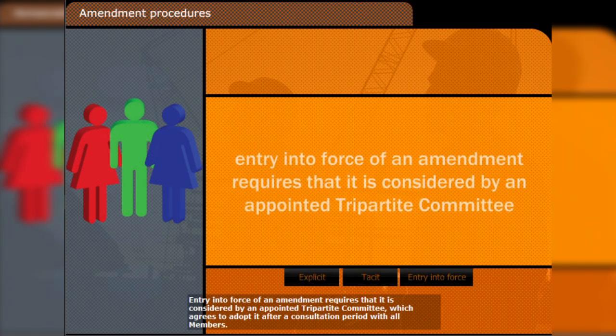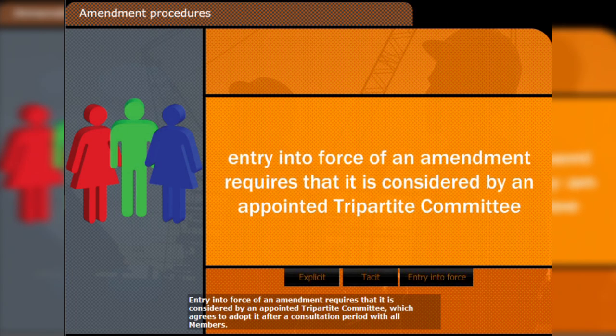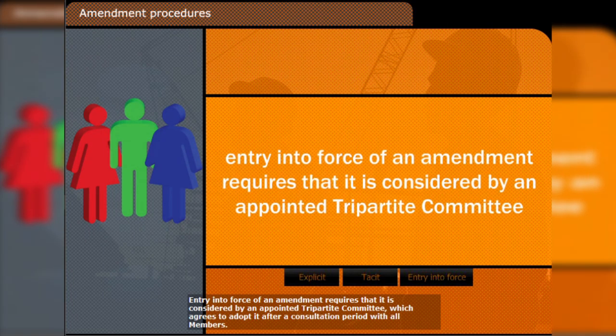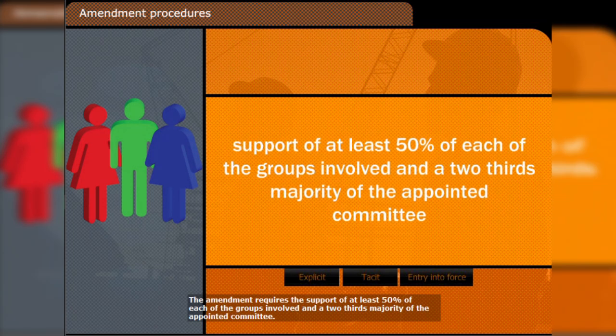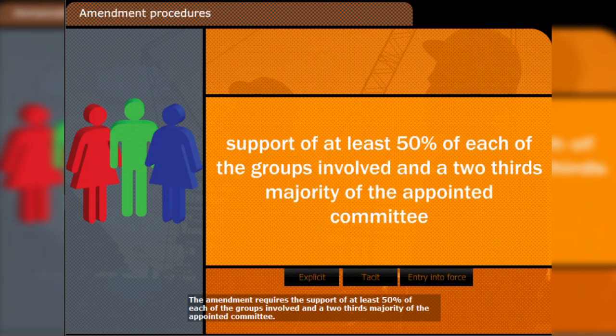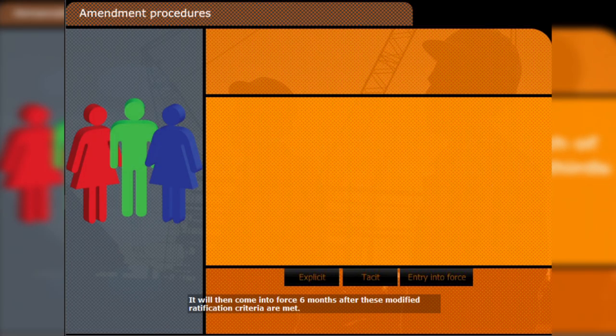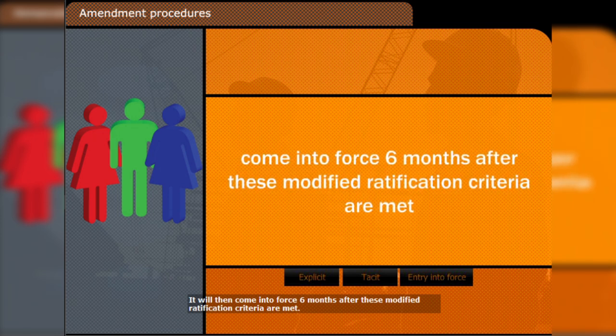Entry into force of an amendment requires that it is considered by an appointed tripartite committee, which agrees to adopt it after a consultation period with all members. The amendment requires the support of at least 50% of each of the groups involved, and a 2/3 majority of the appointed committee. It will then come into force 6 months after these modified ratification criteria are met.